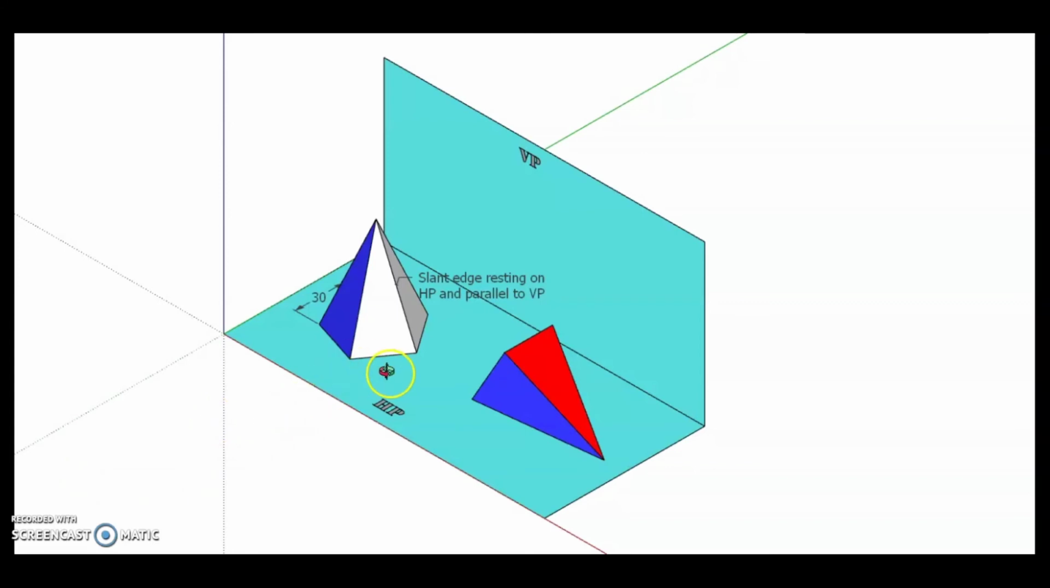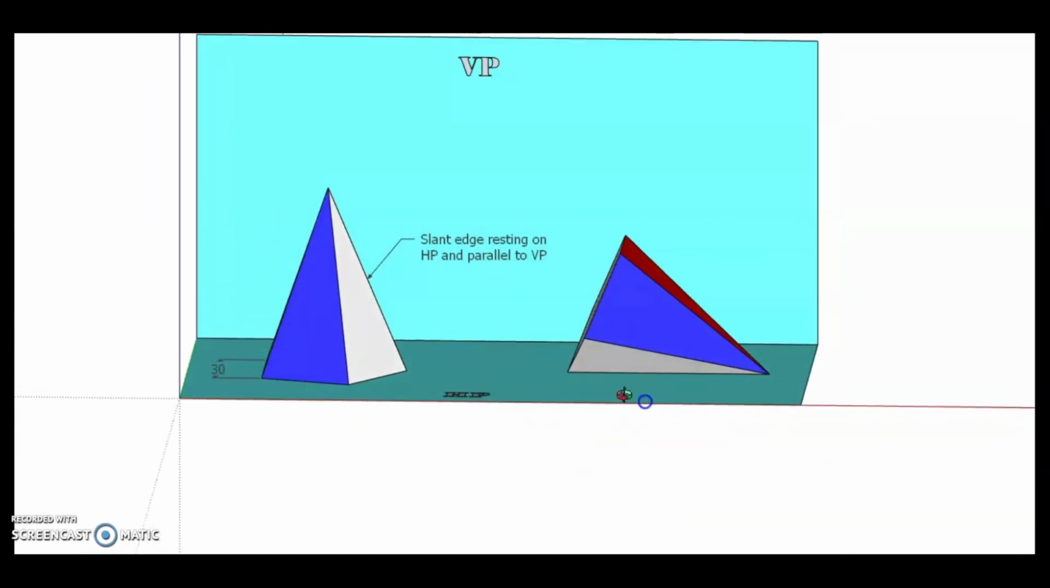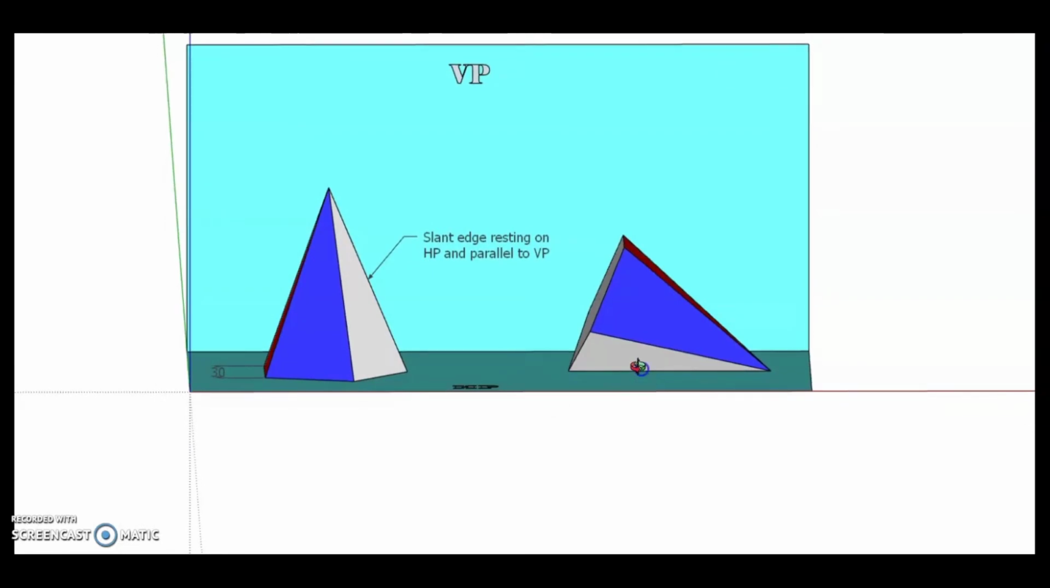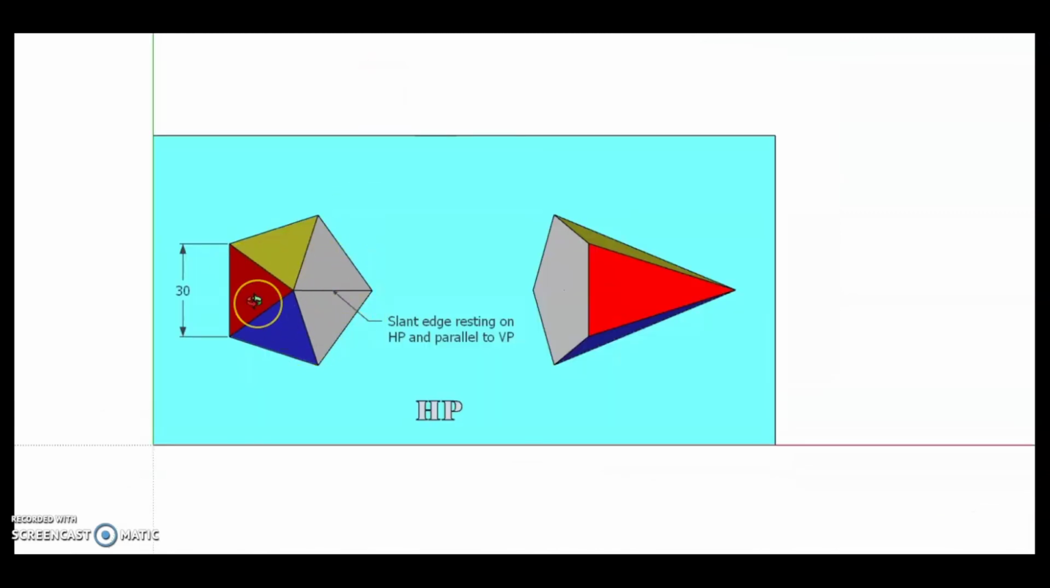Consider the next case of a pentagonal pyramid. This pentagonal pyramid is inclined to HP in such a way that one of its slant edges is fully resting on the horizontal plane. So this is our final condition. For the initial condition, assume such an orientation of the given pentagonal pyramid so that its axis is perpendicular to HP.